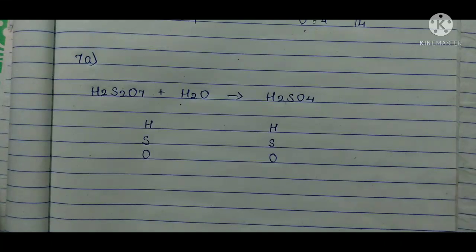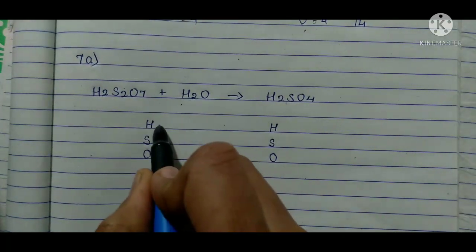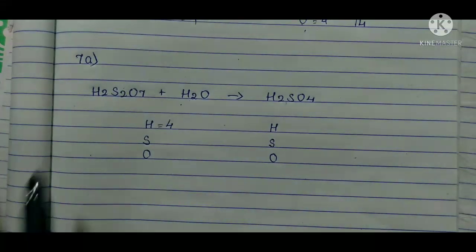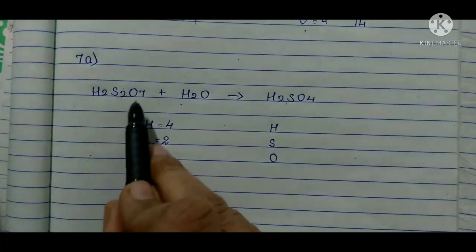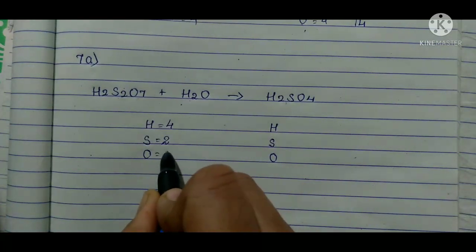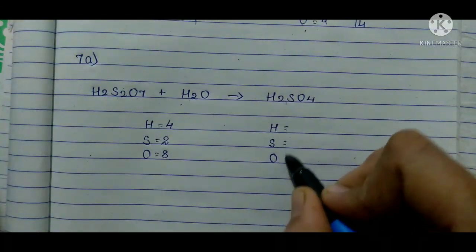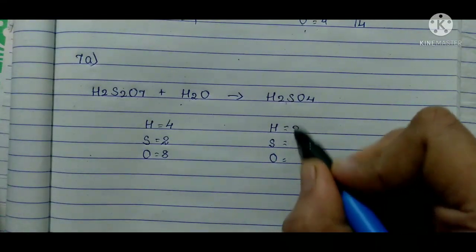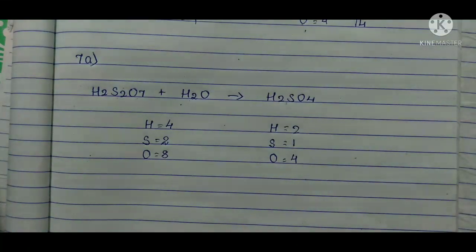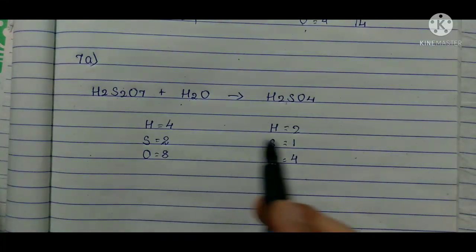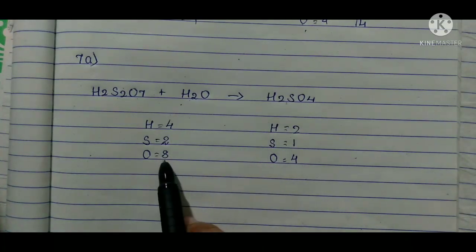Okay. Now come to the product, H S O. Write down the numbers. Hydrogen 2 plus 2, how many hydrogen? 4. Sulfur 2. Oxygen 7 plus 1, 8. Okay. Now come to the product. Hydrogen 2, sulfur 1, oxygen 4. Now I have to balance here. See, 2 and 4, 1 and 2, 4 and 8.